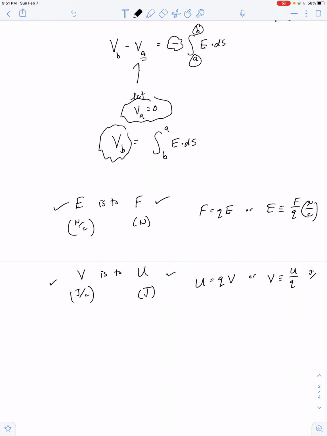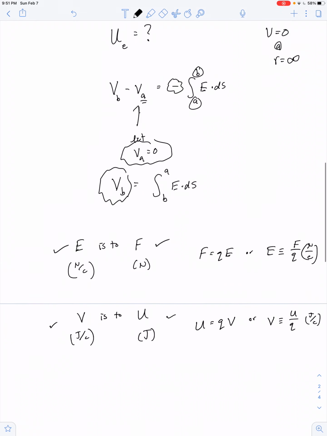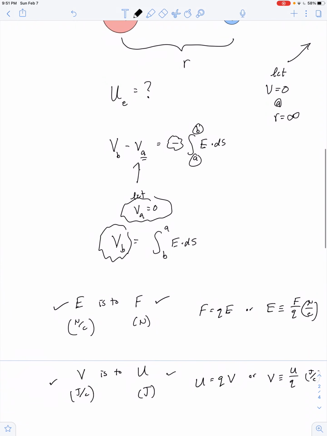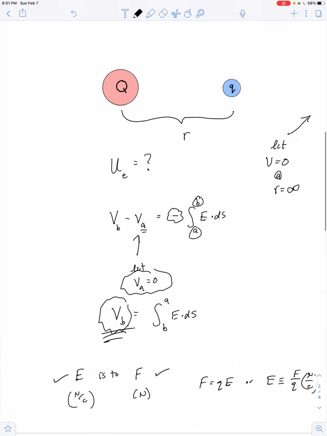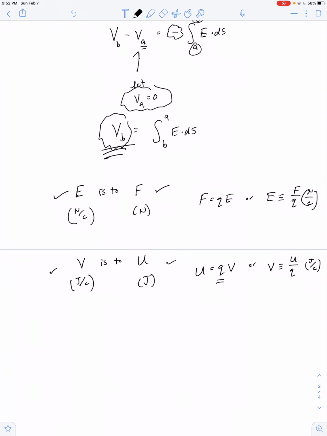It's not joules, it's joules per coulomb. All right, so this is how we'll do it. We'll find the electric potential at point B due to the charge, capital Q, and then we'll just multiply that times the other charge, right? We'll say this is the electric potential due to capital Q, and then we'll multiply that value times lowercase q to get the potential energy of the pair of charges. And we're letting this point A be at r equals infinity, right?